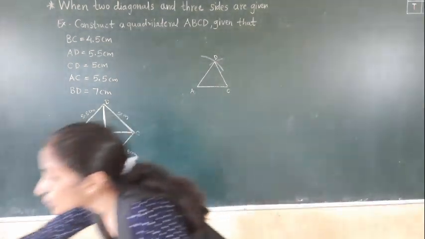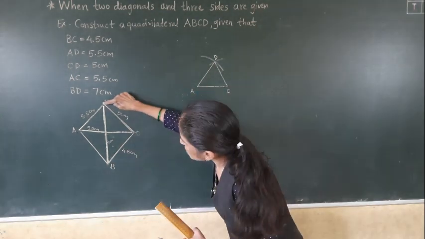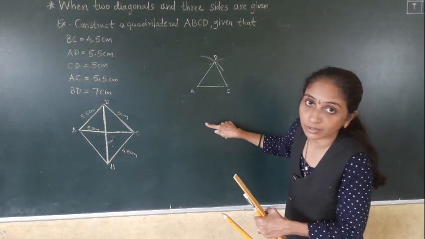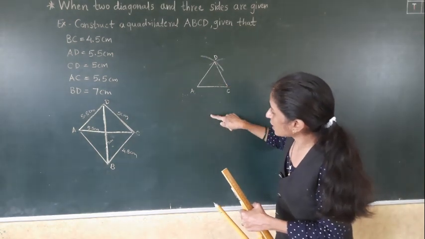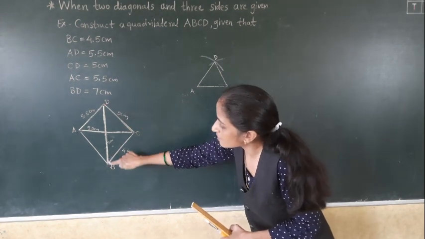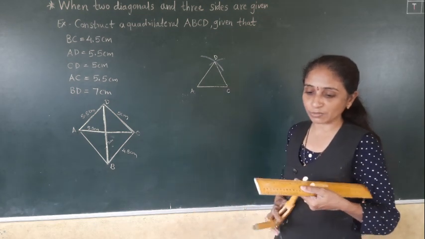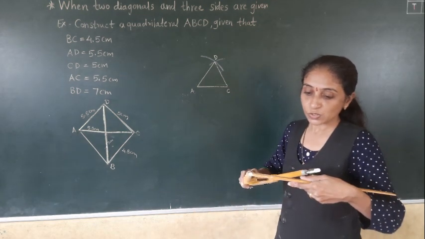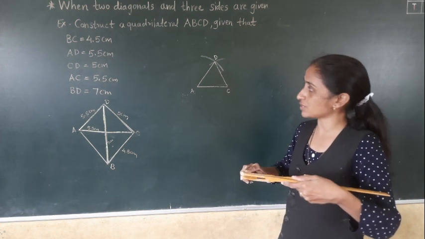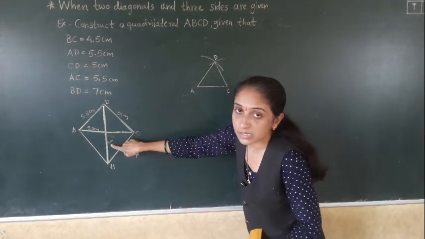So what will we do? BD means it is from D. So where will B come? B will come somewhere here. BD means D as a center and with 7 centimeter radius. So we have to take 7 centimeter radius in your compass. So the BD measurement is 7 centimeter.